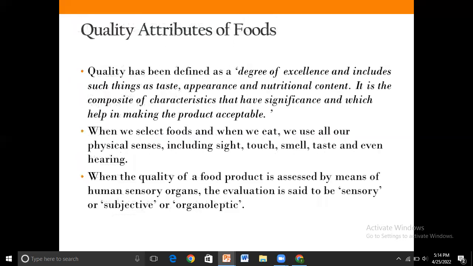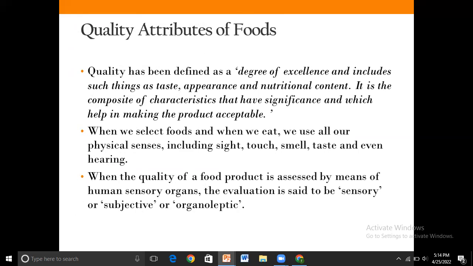Now, let's discuss the quality attributes of foods. Quality attributes means, how do you define quality? Quality is defined as a degree of excellence and includes such things as taste, appearance, nutritional content. It is a composite of characters that have significance, which makes the product acceptable. So, when you see a food product, what do you mean when you say that it's a good quality product?